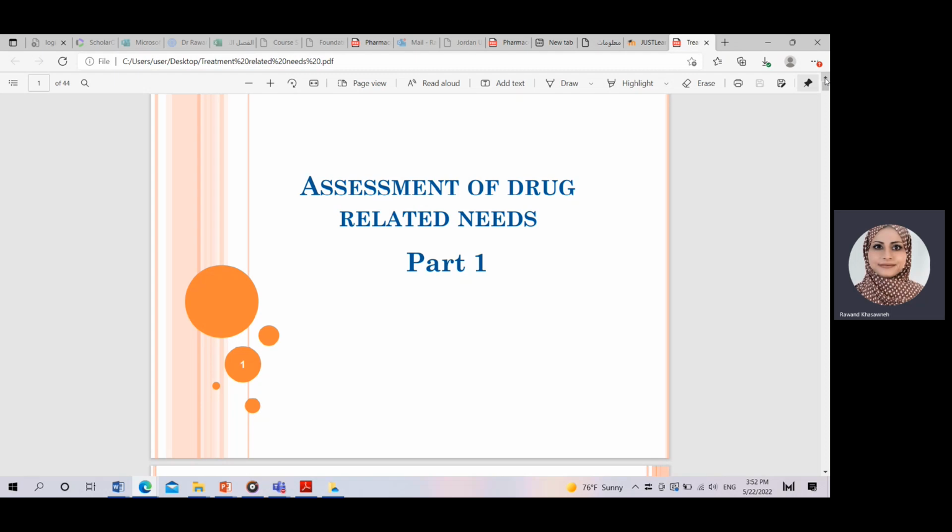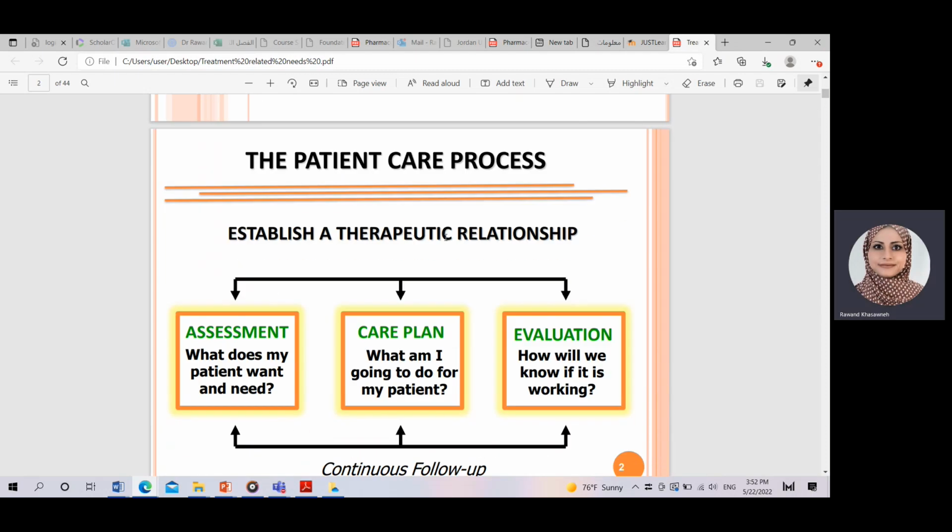And as you can see, we need to establish a therapeutic relationship with patients in order to get pertinent information about the assessment, the care plan, and the evaluation. So what do we need? What do we mean by a therapeutic relationship? A therapeutic relationship is a professional, established relationship with the patients, which is important to help the patient in therapy to change his or her life for the better.